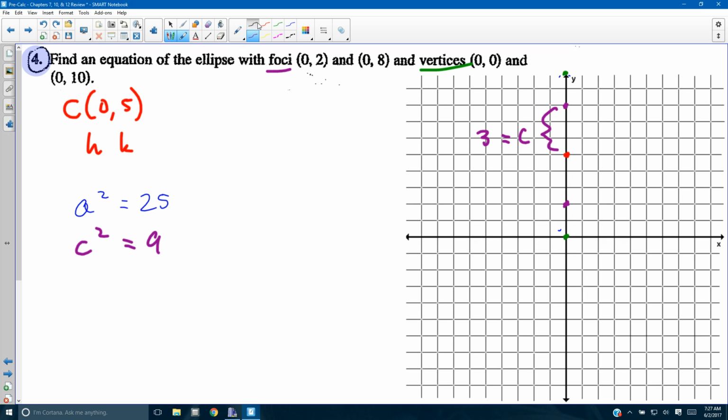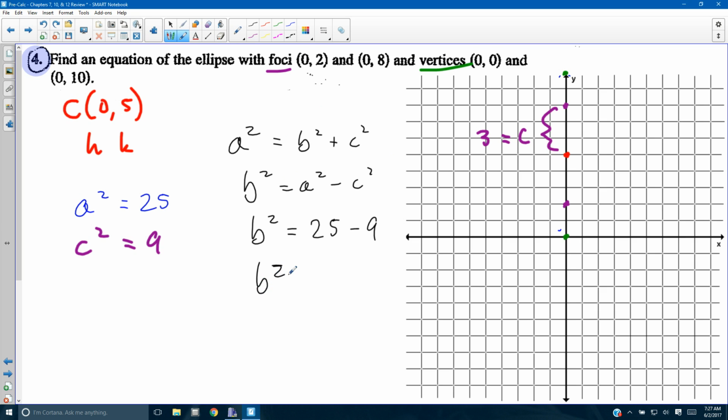This is important because to find b here, I'm going to be using an almost Pythagorean theorem looking equation. It's going to be a squared equals b squared plus c squared, or of course you can rewrite it for b. Subtract c squared to get b squared. We'll get b squared is a squared minus c squared. We know a squared is 25. We know c squared is 9. So 25 minus 9 is 16. I don't need to know what b is. I need to know what b squared is to write the equation of my ellipse.